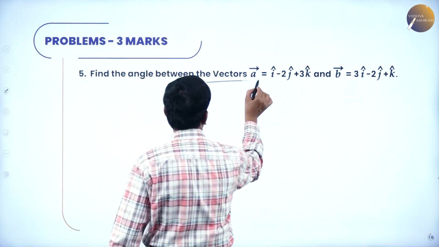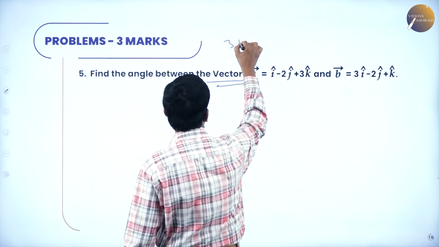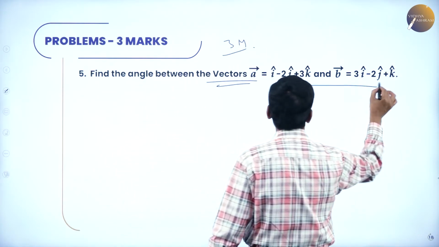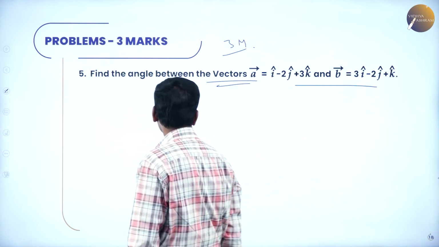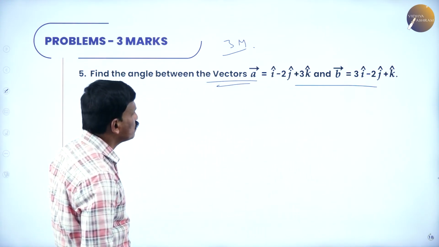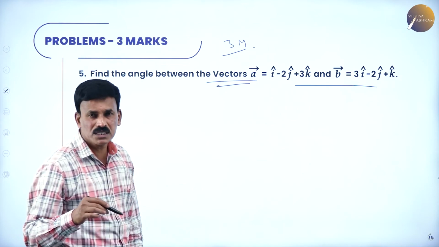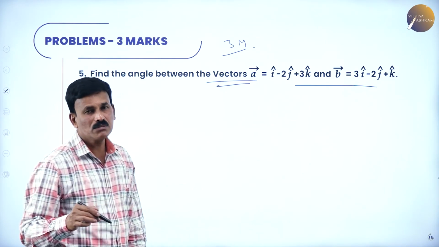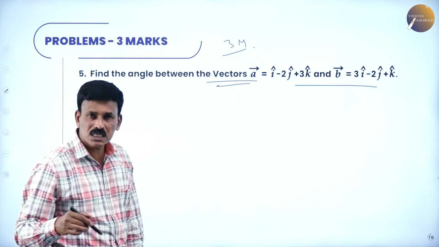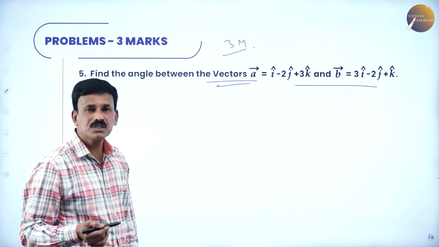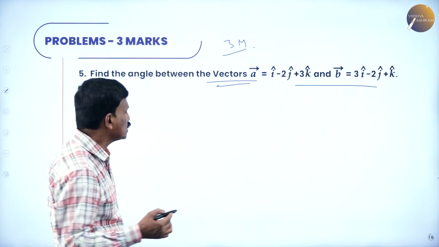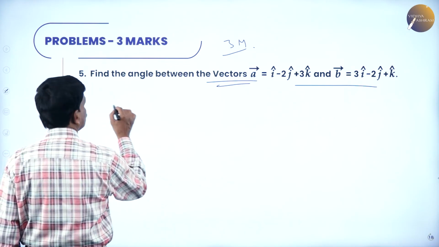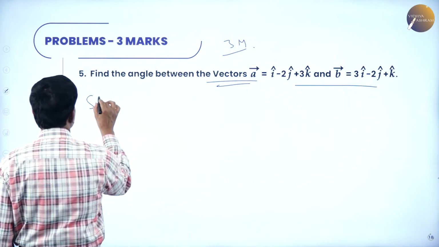Find the angle between the vectors. This is also a 3-marker question. Vectors A is equal to i minus 2j plus 3k and B is equal to 3i minus 2j plus k. These are all questions from previous year's examination. So I have selected maximum questions from previous year examination. So therefore, these type of problems are very important indeed. Now, what is given? Just find out the solution.